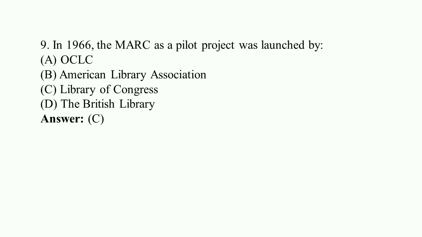The first one: you should avoid the numbering system. Here it is 9th, but in my case it is first. In 1966, MARC as a pilot project was launched. MARC means Machine Readable Cataloging: MA for machine, R for readable, and C for cataloging.